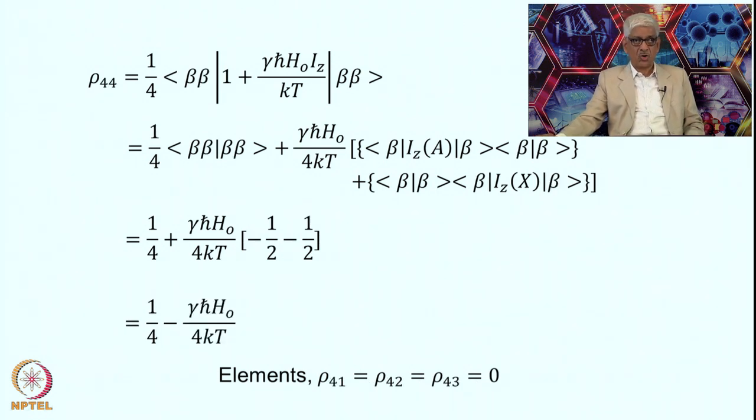The fourth row, the 4, 4 states, if I do this calculation, I will have beta beta and beta beta here, and this one is beta Iz A beta, this gives me beta beta, and now for this beta beta here and Iz X also beta beta. So this gives me minus half, because Iz A on beta gives me minus half beta, and this is 1, this is 1, and this also gives me minus half beta from the X spin. Therefore, I will have minus half and minus half here. Therefore, this is total minus 1. So I will have therefore 1 by 4 minus gamma h cross h naught by 4kT. The other elements row 4 1, 4 2, 4 3 are equal to 0.